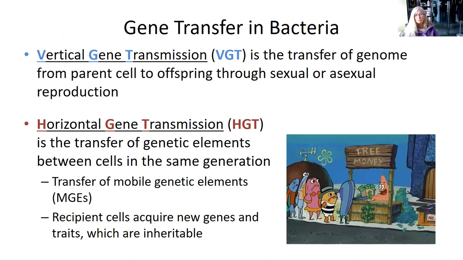There are two different ways that genetic material, genes, DNA, can be transferred. One is vertical gene transmission, which is reproduction. Genes in the genome are replicated faithfully so that they are exactly the same, and then the cell reproduces and each of the resulting cells ends up with the same set of genes. That's called vertical gene transmission. That's reproductive, vertical meaning from parent to offspring.